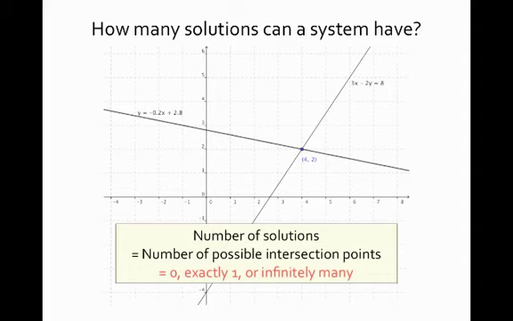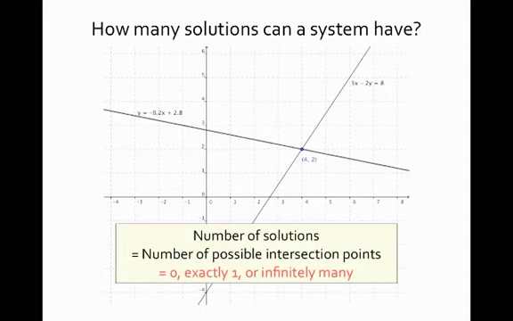Now how many ways could a couple of lines, for example, intersect? Well, they may not intersect at all, so they could have no solutions. That would be two parallel lines. They might intersect exactly once, like we see here, so exactly one point, but they can't intersect only twice, because then that would cause one of the lines to bend around, and lines don't do that.